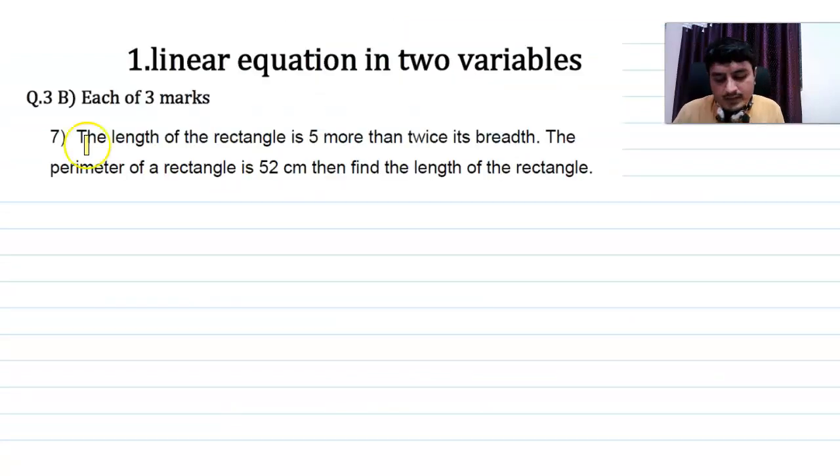Look at question number 7. The length of a rectangle is 5 more than twice its breadth. The perimeter of the rectangle is 52 cm. Then find the length of the rectangle.